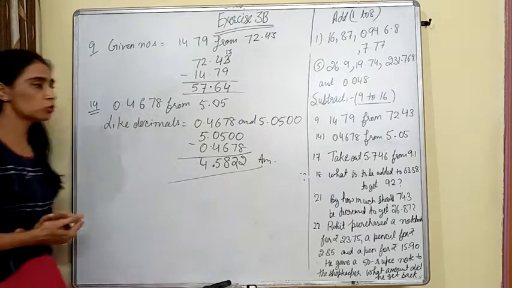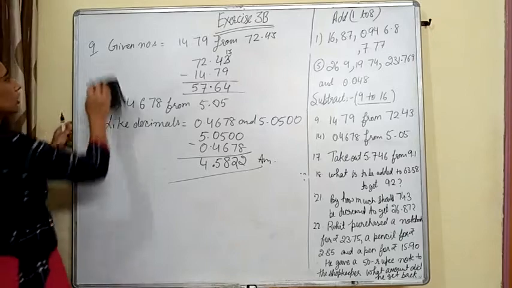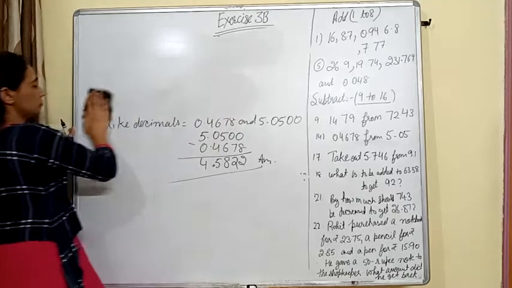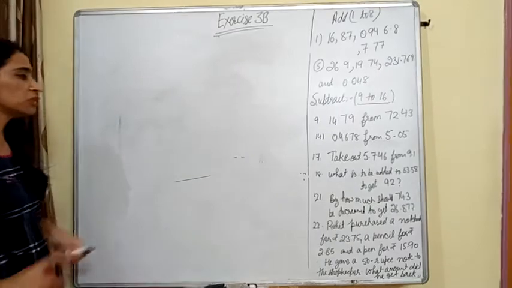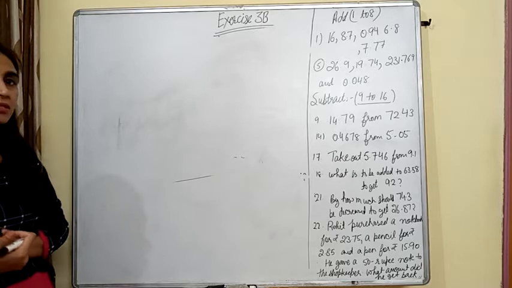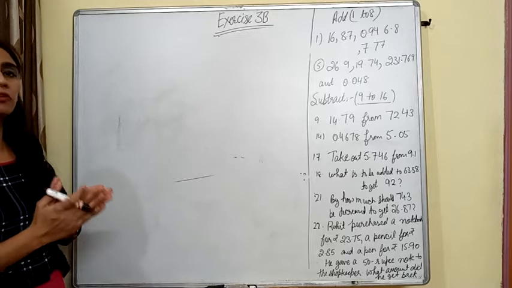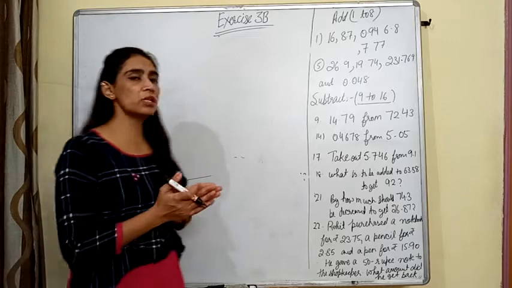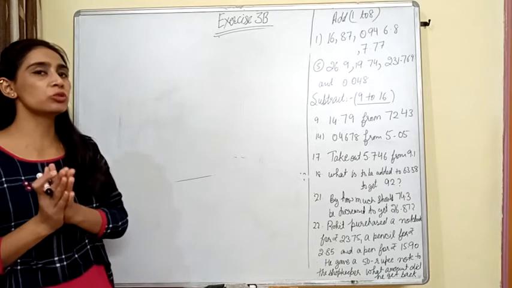Now question number 17. Questions number 17 to 22 are all statement sums. In question number 17, take out 5.746 from 9.1. Take out means minus. So what you will do in this, first you will convert both the numbers into like decimals, then you will subtract. You will do this question on your own.